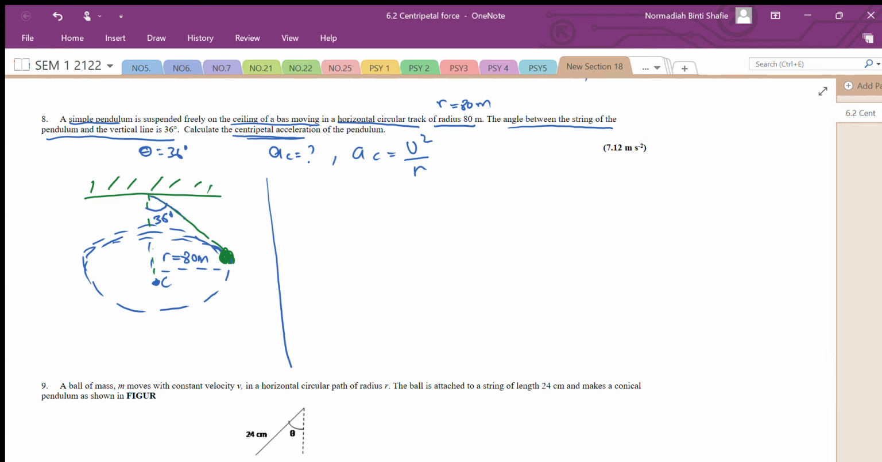So, apa yang perlu kita buat kat sini, kita boleh lukis free body diagram sebab kita tahu ini adalah case conical pendulum. So, kalau untuk case conical pendulum, free body diagram kita become pendulum as a point. So, apa yang ada kat sini, tentukan daya apa. So, kita ada weight of this pendulum and then ada string. Angle 30 degree from the vertical. Okay, kita lukis free body diagram kita.